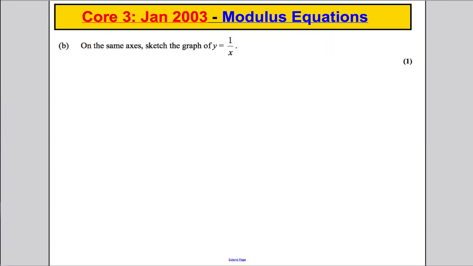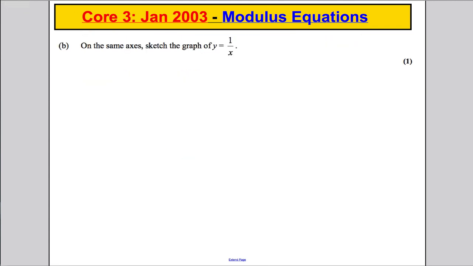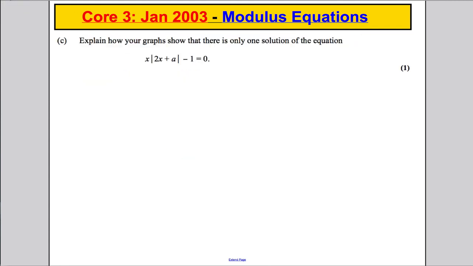Does it tell us anything? It's not saying anything about the domain of x, so we assume that x can be positive or negative. So the graph of y is 1 over x looks something like that. And obviously the black line was the line y is equal to mod 2x plus a. Okay, so we've done that. Explain how your graphs show there is only one solution to this.